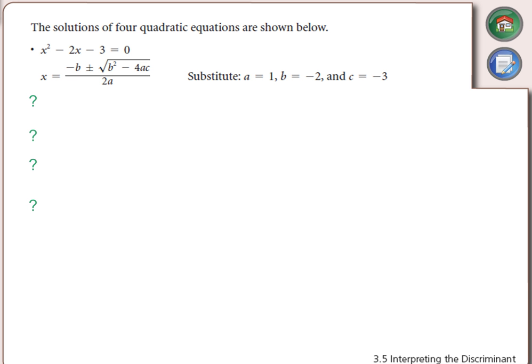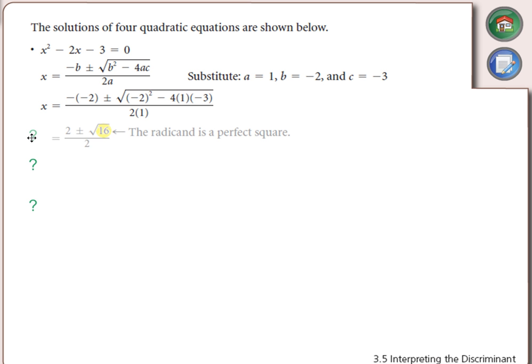Okay, so back onto page 229 of your book there, we're going to look at these options. The first one, x squared minus 2x minus 3. And if we plug that in through the quadratic formula, we can start seeing that we get a radicand that's a perfect square.